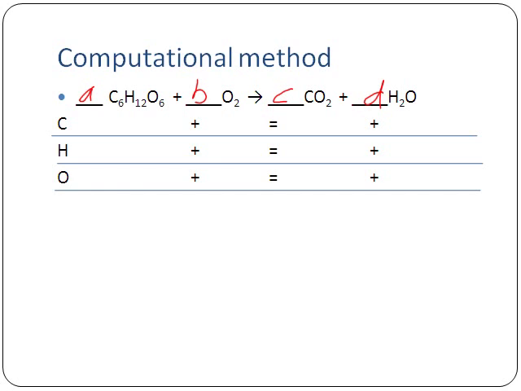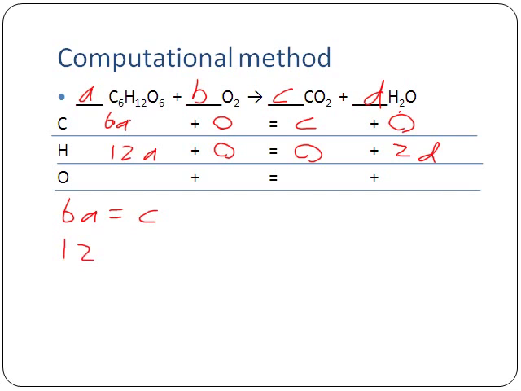And so we're going to ask how many C's are there to start with. Well, there are 6A. And there are no C's here, and then how many C's are here? Just C. So we say that 6A is equal to C. Our next one, for our H's: we have 12A right here, no H's right there, no H's right there, and 2D H's right here because we have H2O times D. And so this gives us a total of 12A is equal to 2D, so that's no trouble there.